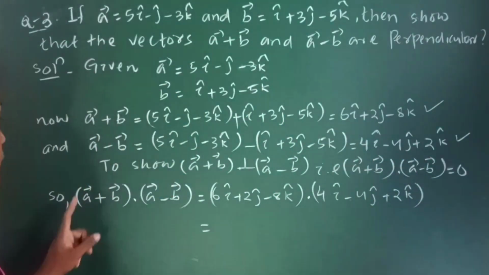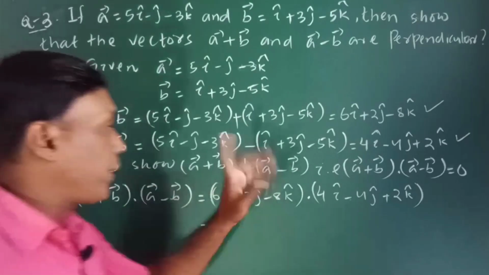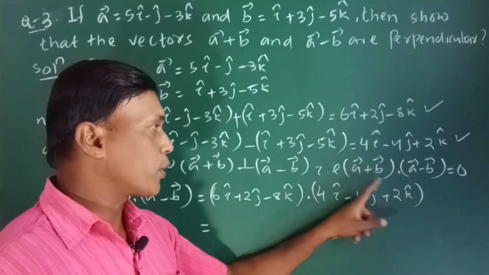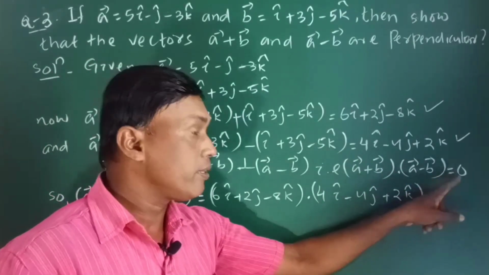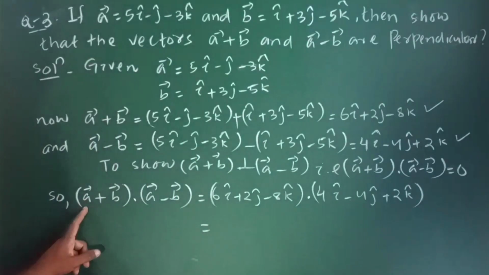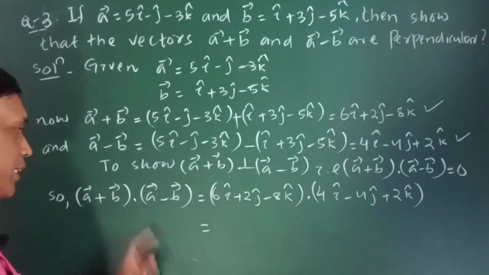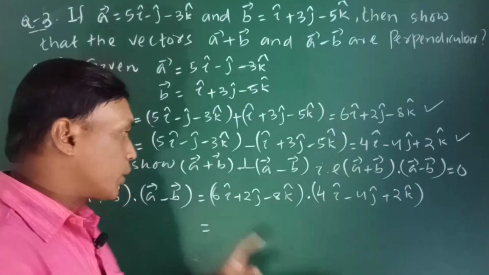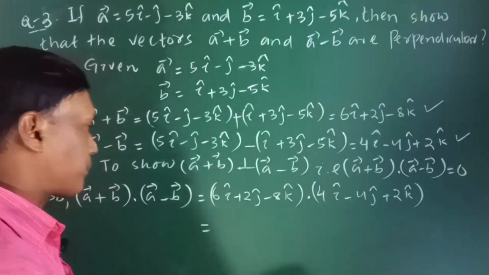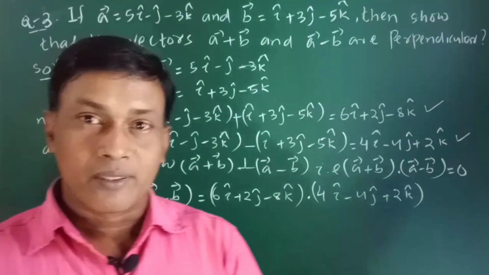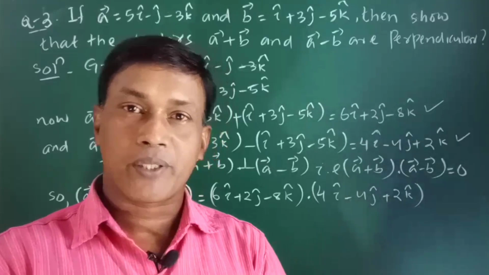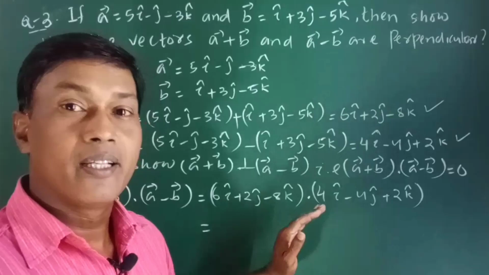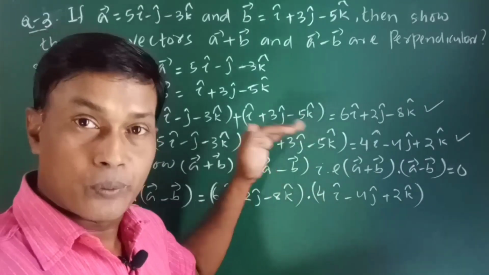So here is A plus B, here is A minus B. The question is to show A plus B is perpendicular to A minus B. That means the dot product of the two vectors, A plus B dot A minus B, is 0. Now, A plus B dot A minus B: this is A plus B vector and this is A minus B vector. The dot product of two vectors is A1 B1 plus A2 B2, x component to x component plus, you have already learnt in lecture 3.